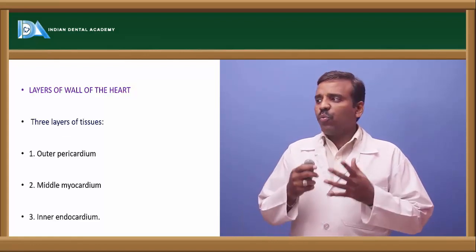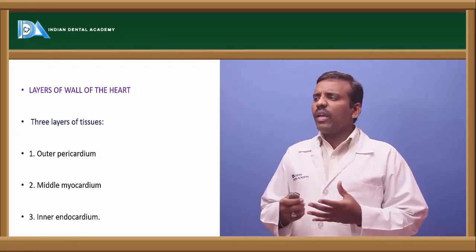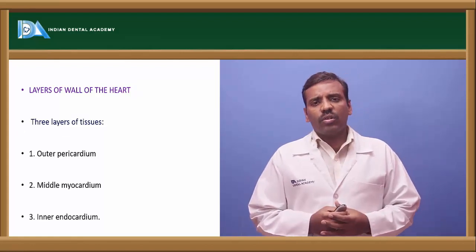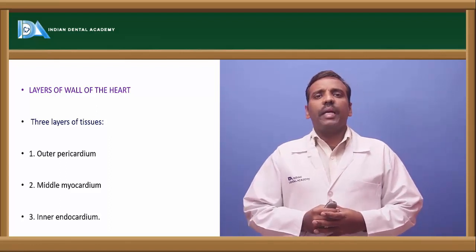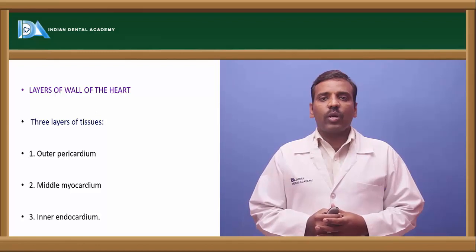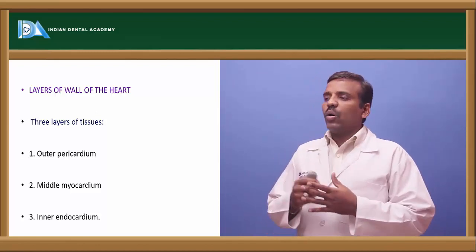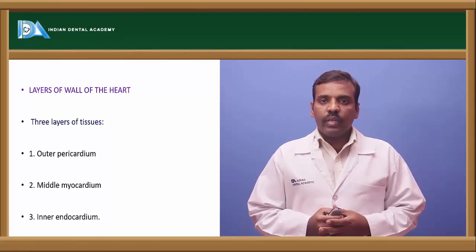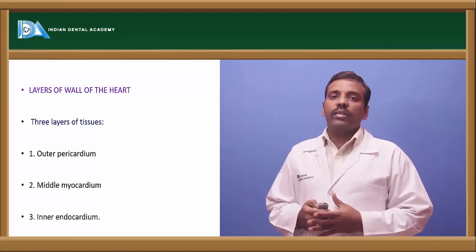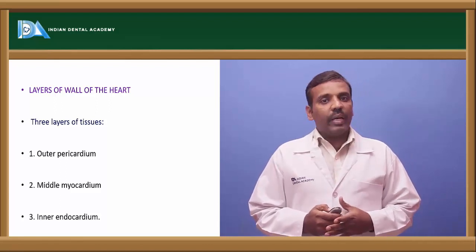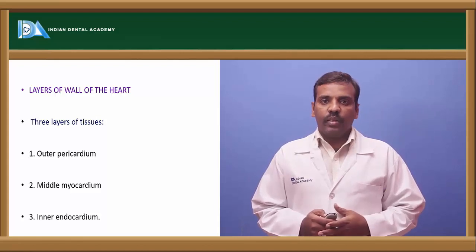Coming to the layers of the heart, there are three layers present. The outer layer is called the pericardium. The middle layer is called the myocardium. And the innermost and last layer is called the endocardium. Pericardium, myocardium and endocardium. Fine.